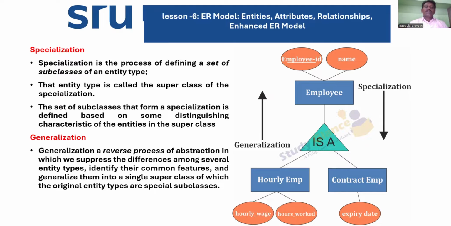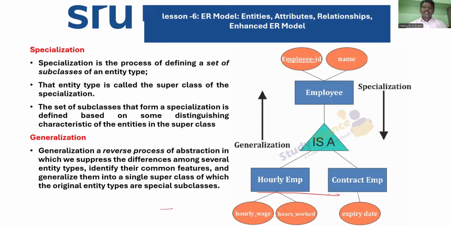And generalization is the reverse process of abstraction, in which we start with the subclasses. Now we have to create the superclass based on the subclasses. What are the subclasses we have? Sub entities are there, that is the hourly employee and contract employee. Now hourly employee contains the employee ID, employee name, hourly wages, and hours worked. Contract employee also contains the employee ID, name, and expiry date. So now these are the two classes.